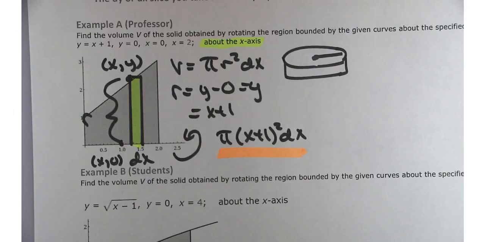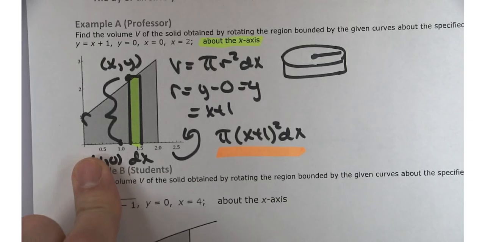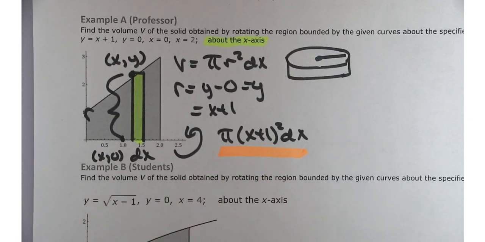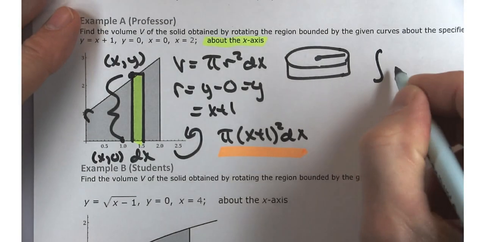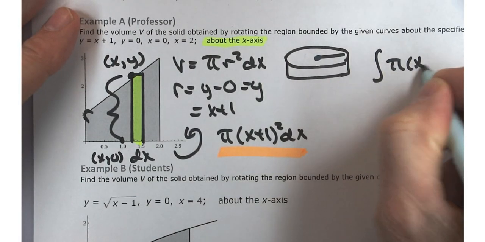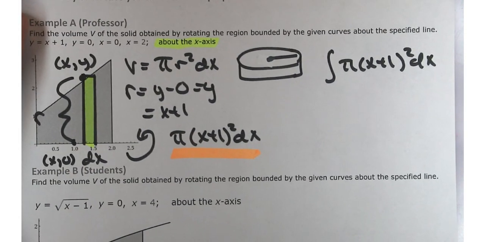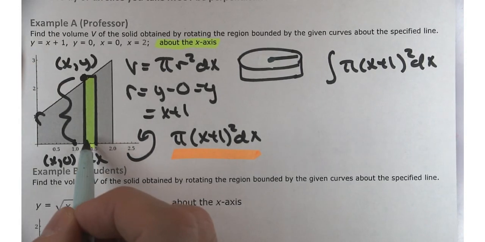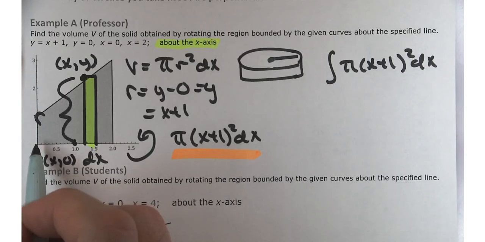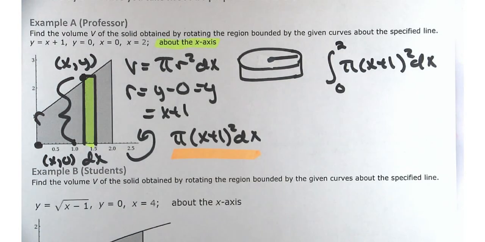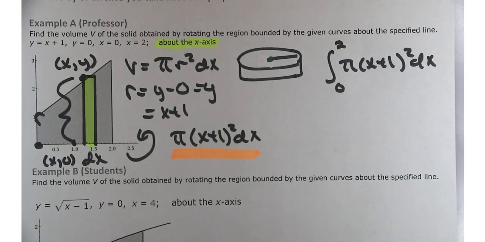So let's take a look at this area here and decide where we're going to integrate. This is going to be our integrand. So it's going to be the integral of pi times x plus 1 squared dx. Well, what do you think should be the limits of integration? 0 to 2. Because the farthest left that I can take a slice and still be in this region is at 0. So 0, and then up here to 2, like that. So great.